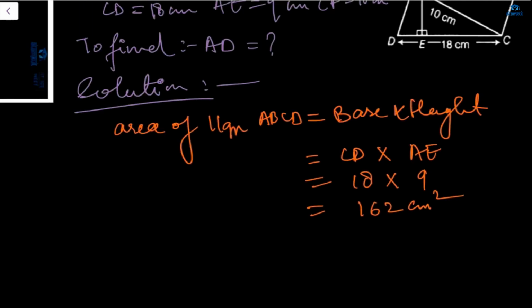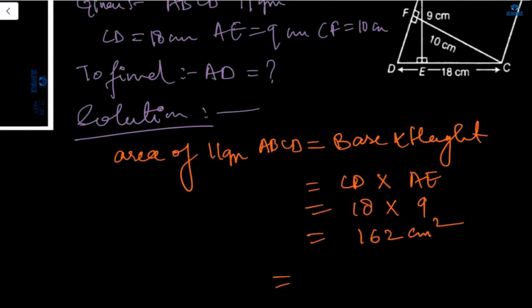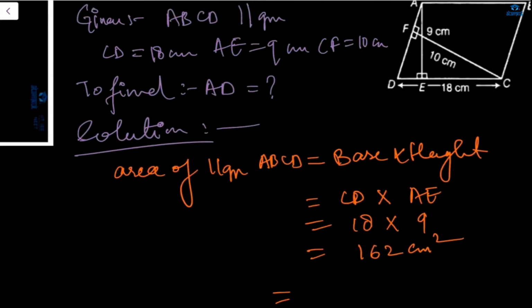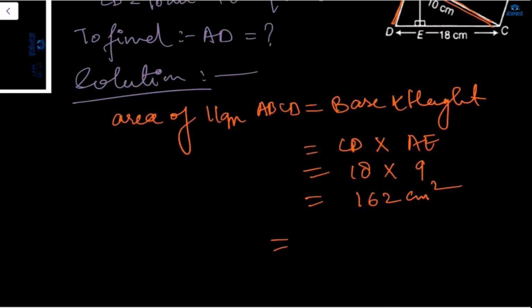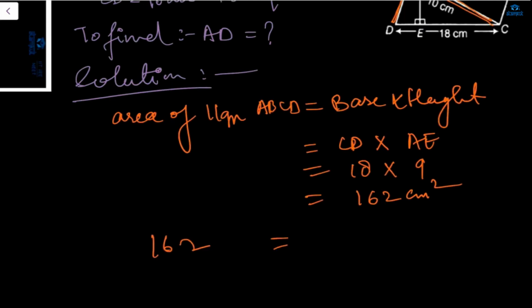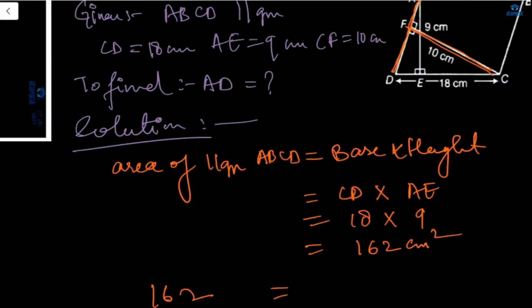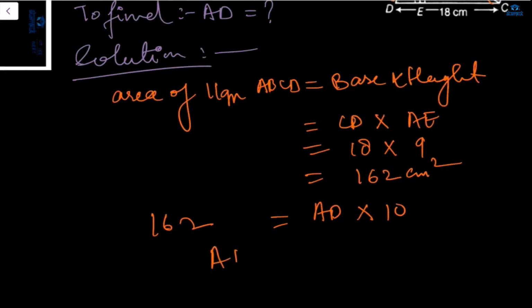Now area of the parallelogram can also be written with a new base. The new base you can take as AD, and you need to find out AD now. New base we are taking AD, and the perpendicular is also given, CF. So now area of parallelogram 162 is equal to AD multiplied by 10 centimeters. So AD will be equal to 162 upon 10, which will give you 16.2 centimeters.